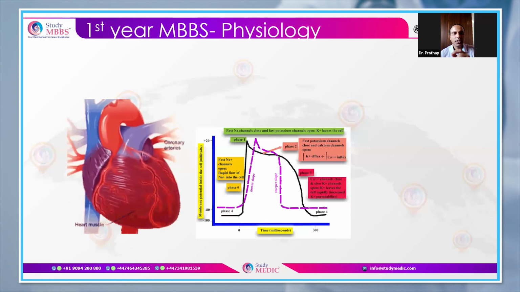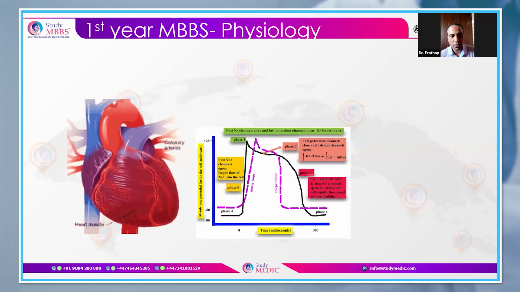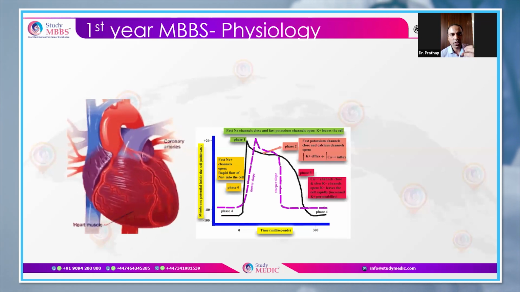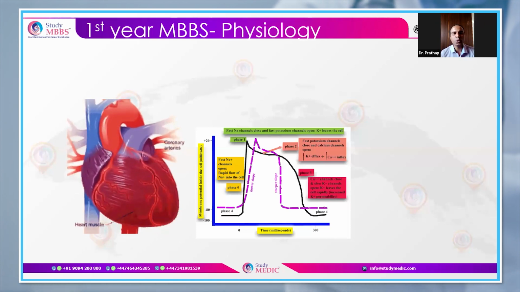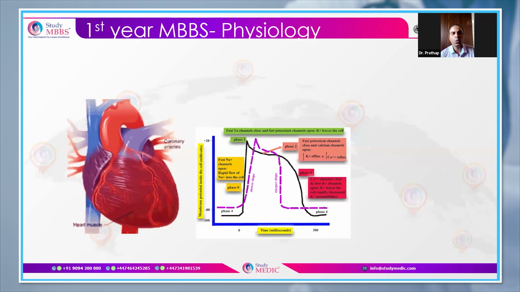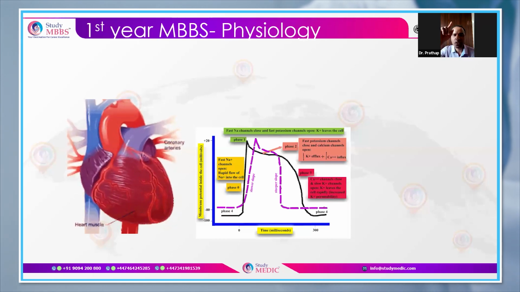So how do you understand this? With the basics of how the ions enter the myocardium of the heart and how they leave it, producing an action potential. It is an electrical potential which is produced due to the entry of ions in and out of the myocardium of the heart. So you can see a graph.